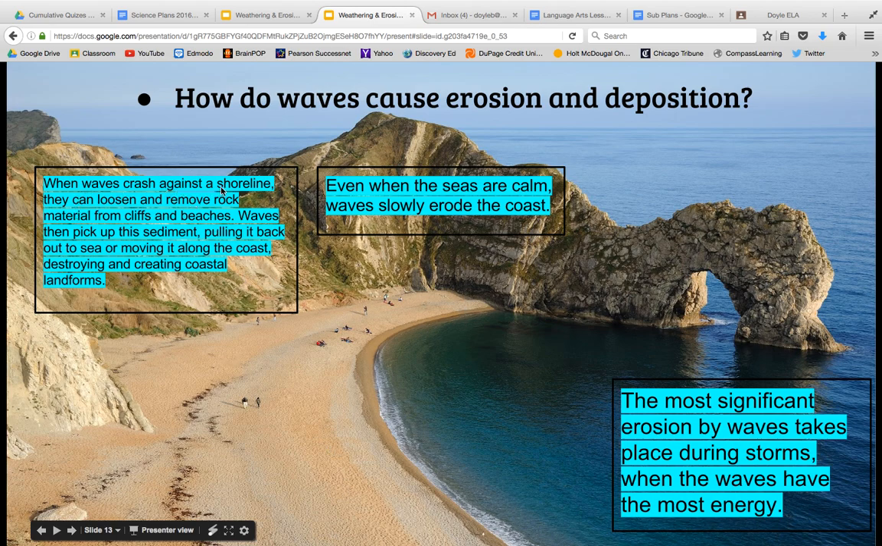So when waves crash against a shoreline, they loosen and remove rock material from cliffs and beaches. Waves then pick up this sediment, pulling it back out to sea, moving it along the coast, destroying and creating coastal landforms. So if you go to a beach year after year, it looks a little bit different every year. And even if you go weekend to weekend, it'll look a little bit different. The waves are constantly wearing away and changing and eroding the shoreline. Even when the seas are calm, waves are slowly eroding the coast.